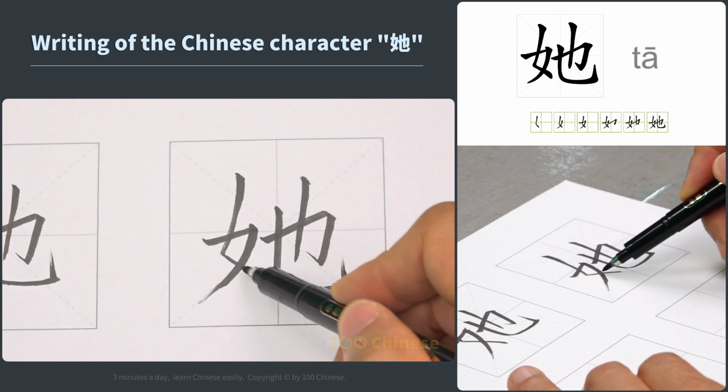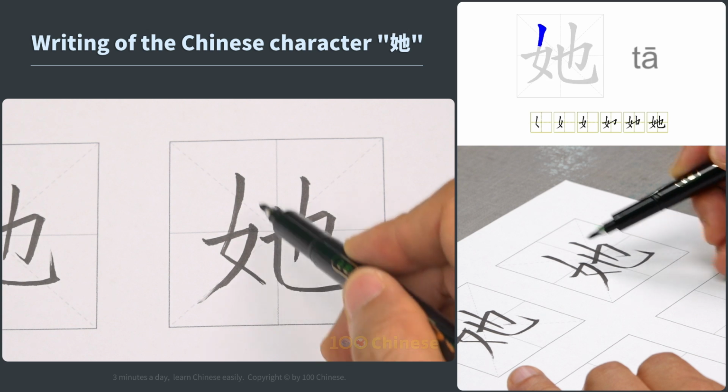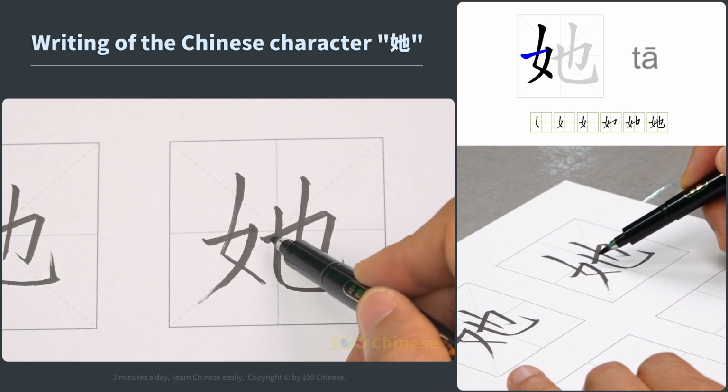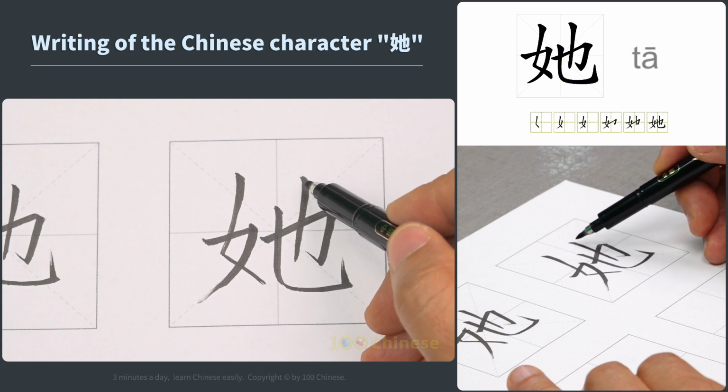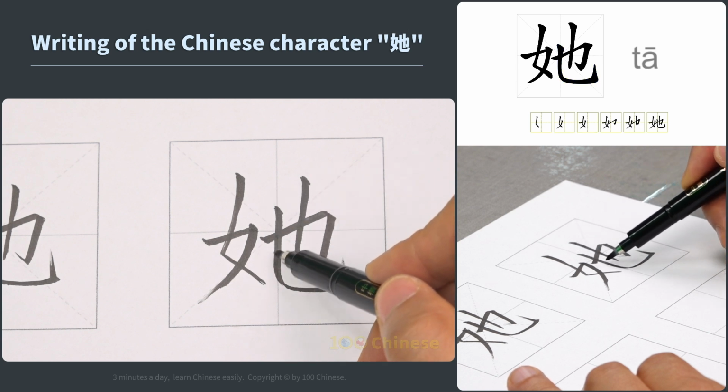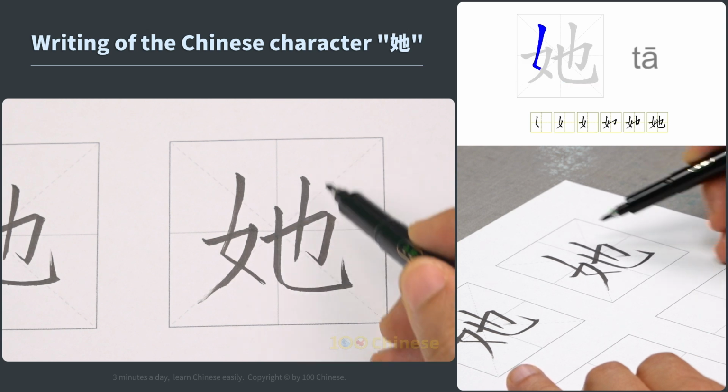Please note that this is written in one continuous stroke. Write this part a little higher. This part is also written in one single stroke.